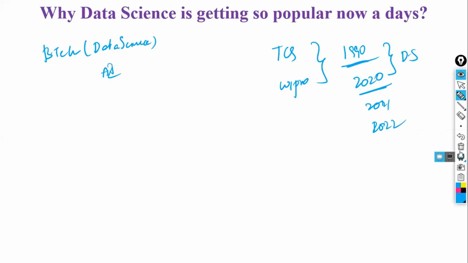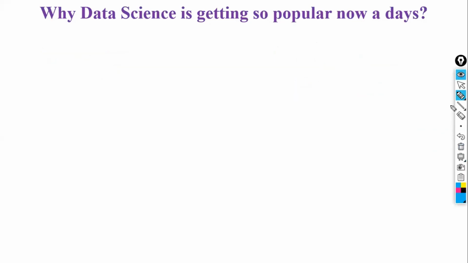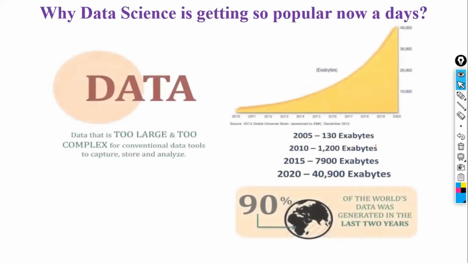Why? Okay, data science is getting popular. Why? What is the back end reason? The reason is very simple. Data is growing exponentially. That is the only reason. So still how many years will the data science role be there? Means as long as data is there, data science will be there. That will never die. This will never die.